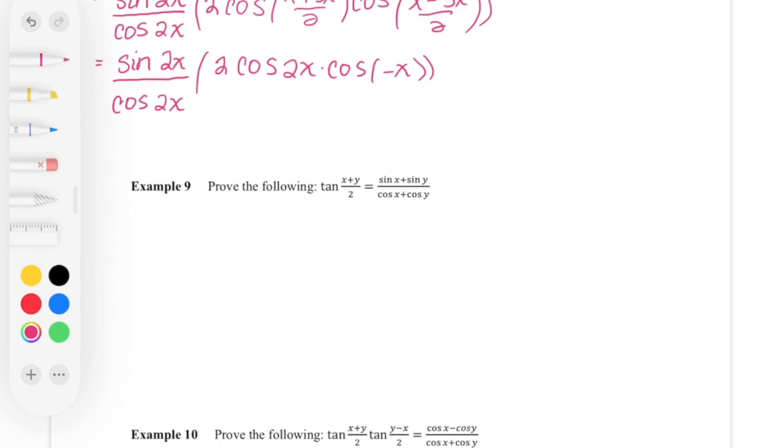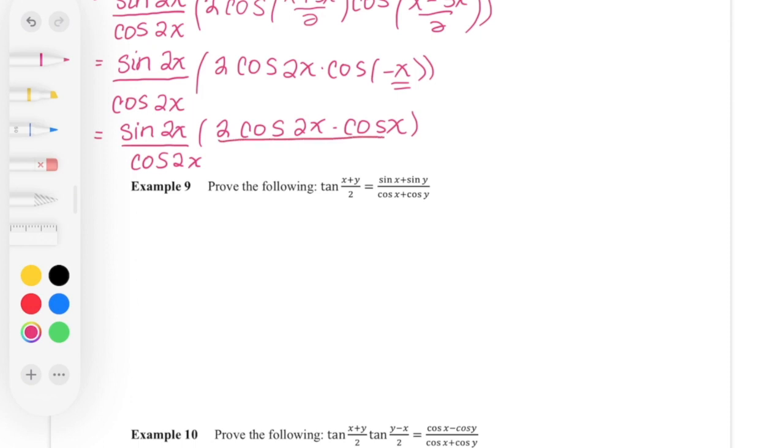Utilizing our even and odd identity, we now have sine of 2x over cosine of 2x times 2 times cosine of 2x times cosine of regular x, utilizing our even and odd identity for cosine of negative x. Notice now we're all in multiplication here, and we do have a common factor. I have a common factor of cosine of 2x in our numerator and denominator. This then will simplify to 2 times sine of 2x times cosine of x. And at this point, there's not a whole lot we can do.